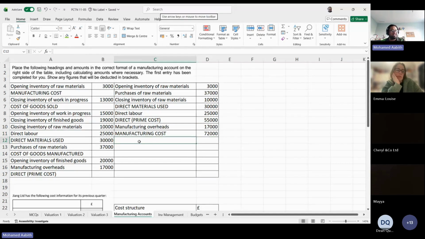Then we're going to reconcile the work in progress. So we're going to look at the opening inventory of work in progress. We'll put it here. And then what is the closing inventory of work in progress? Where are you? There you go. We found that as well. So what we're going to get now is the one called cost of goods manufactured.